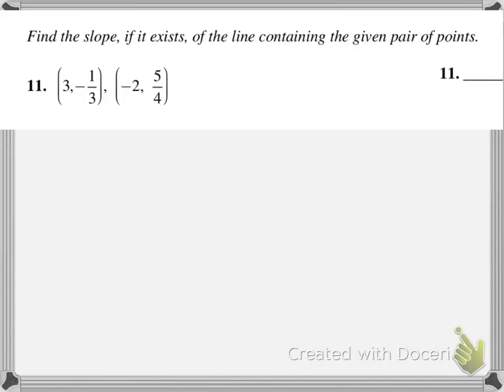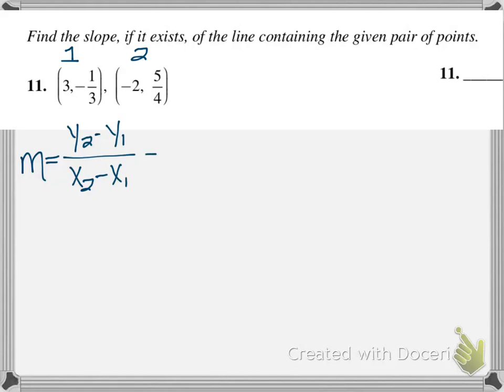Now on this one, find the slope if it exists of the line containing the given pair of points. So do we have to graph it and count? No, we don't. We actually have a formula that we can use for slope. And it looks a little strange, so I'm going to go ahead and write it down. And again, it can be found on your formula sheet. The 1s and 2s just represent point 1 and point 2, but it really doesn't matter.